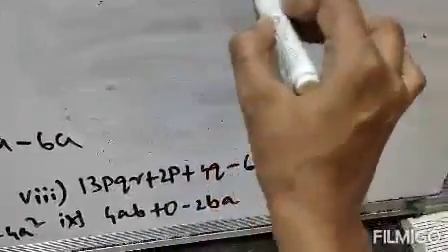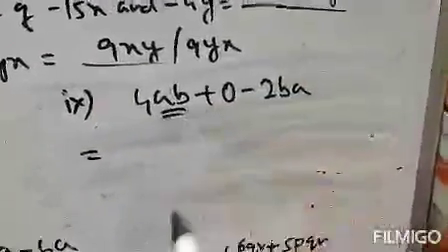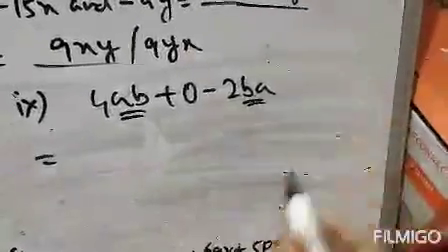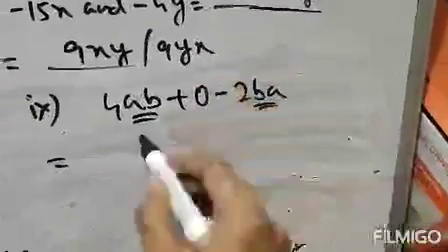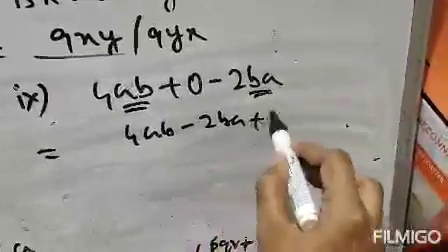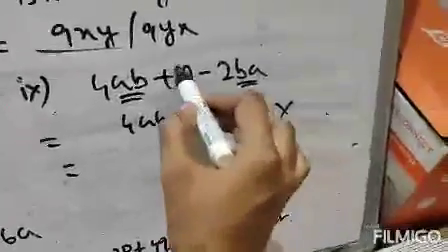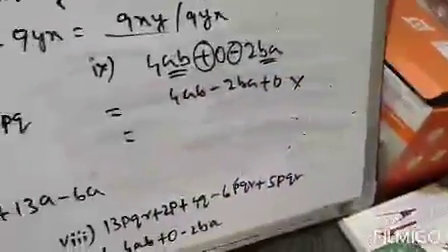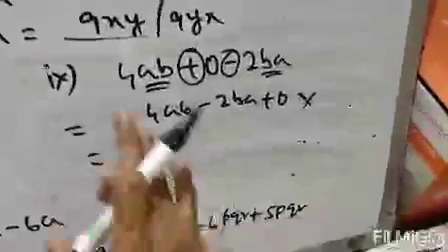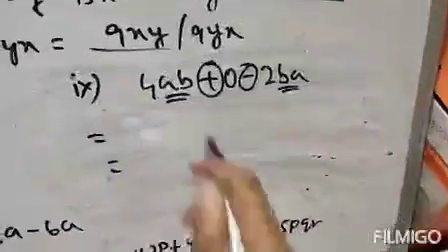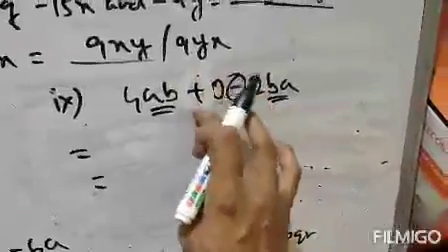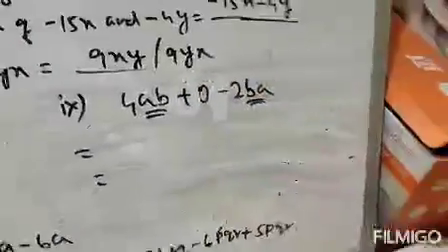Next, question number 9, the last question of this exercise. Question number 9 is 4ab plus 0 minus 2ba. So here the coefficient is ab, here also it is ba, but if we rearrange this, it will be 4ab minus 2ba plus 0. Clear? But we cannot arrange it this way, because here it is plus and it is minus, so according to the BODMAS rule, addition will operate first before subtraction. That means we cannot arrange these terms like this. The term that is given, 4ab plus 0 minus 2ba, is the proper arrangement.